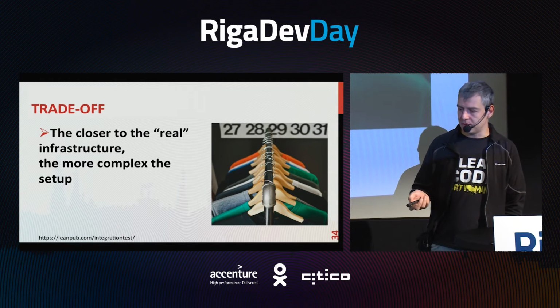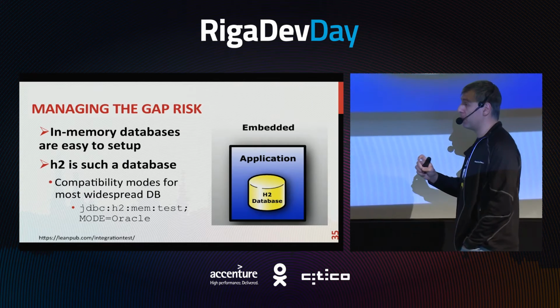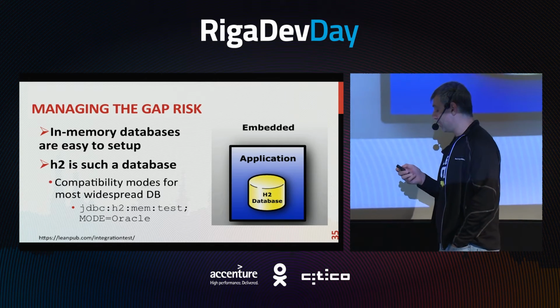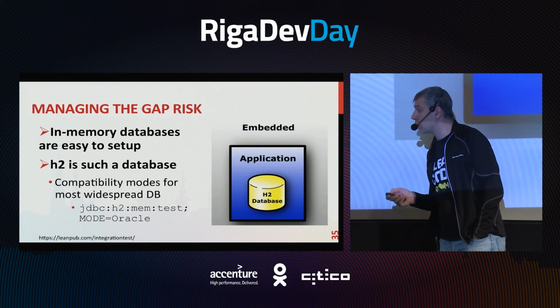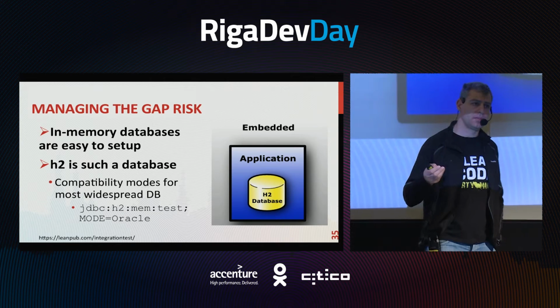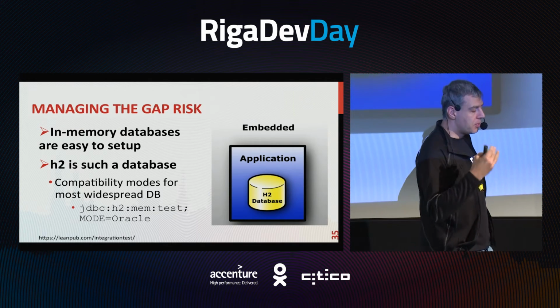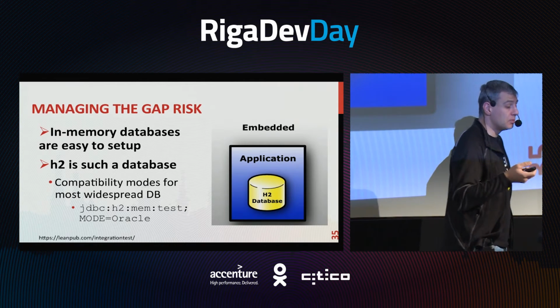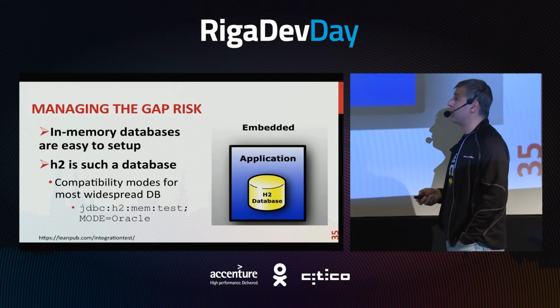Just for the record, if you want to close the gap but still use a memory database, there is H2, which has a compatibility mode with Oracle. So of course, it won't be the real infrastructure, it will be a memory database, but at least you will try to close the gap while still being very, very fast.